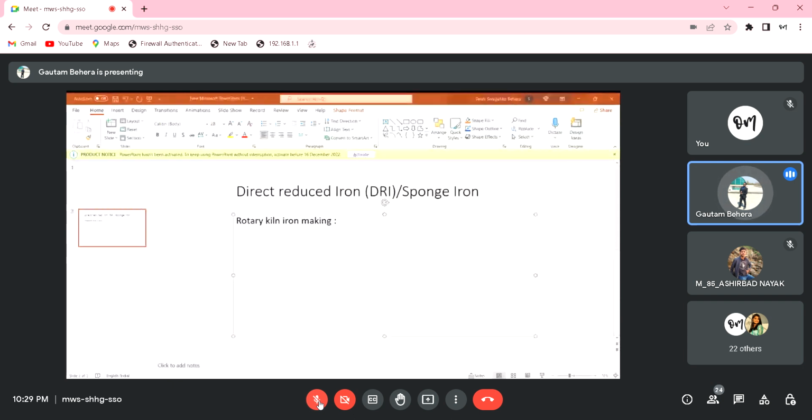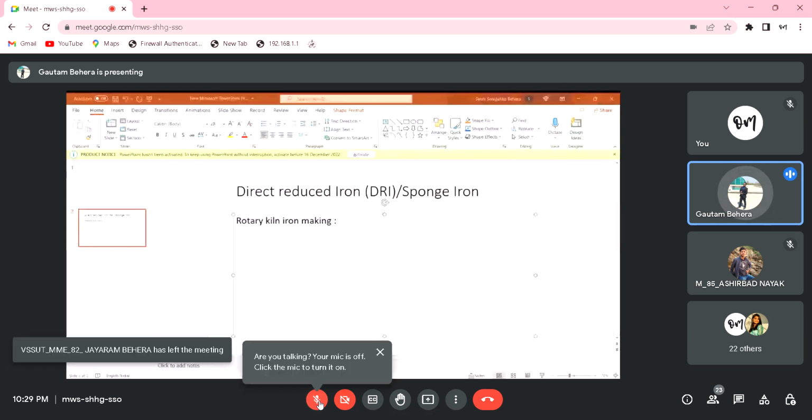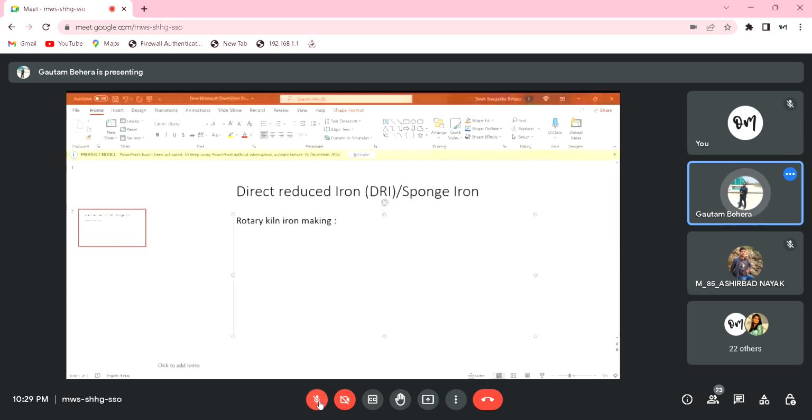Okay, fine. So you people understood. And there is another kind of charge material called char. That is actually unreacted coal basically, the coal which still contains carbon. And what is the product? The product we are getting is basically the sponge iron and char. Char is non-magnetic, but sponge iron is magnetic. So we can use a magnetic separator to separate the char out of this sponge iron, right?